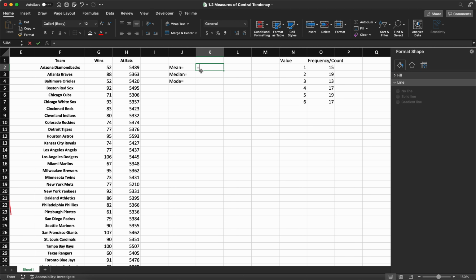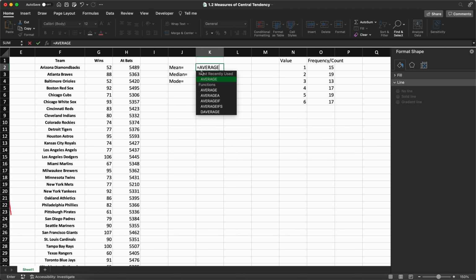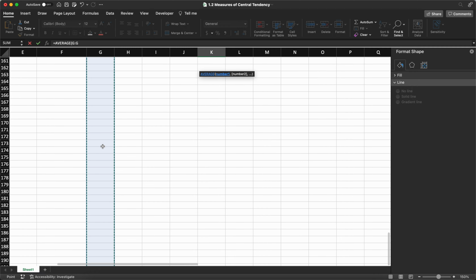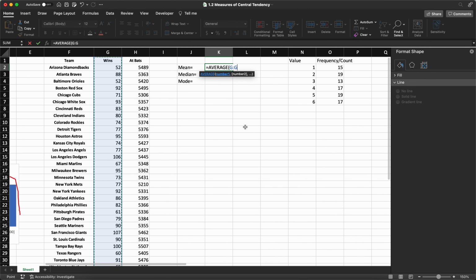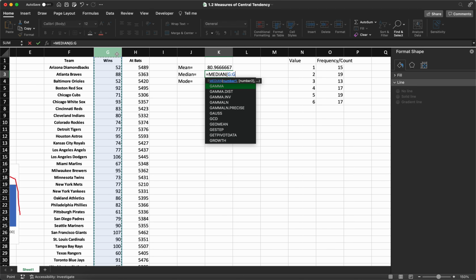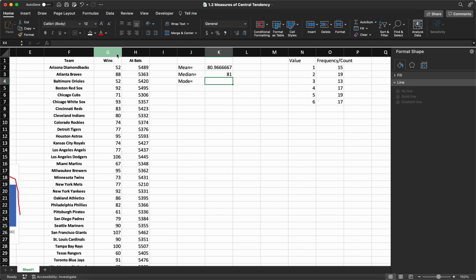And those formulas are for mean, average. I'm just going to select this whole column, even though there are empty cells down below. I'm just going to select the whole column. For median, again, I'm just going to select the whole column. Mode, I'm going to use MODE.MULT.